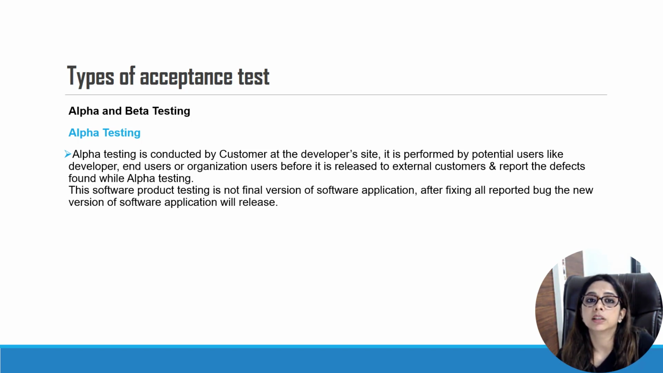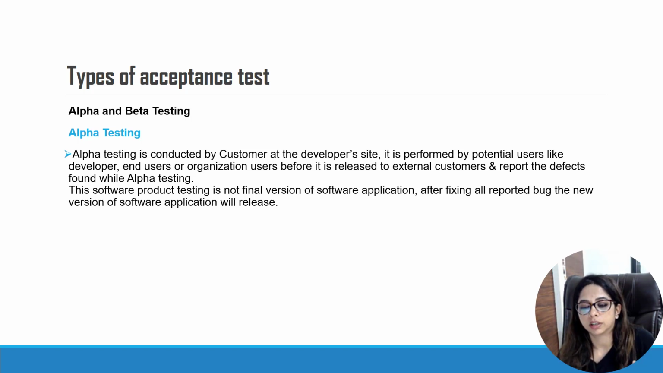The company or Apple might send some people who will act as testers with you, and you will be doing the testing along with them. So the difference is alpha testing is done at the developer site, whereas beta testing is done at the client site.